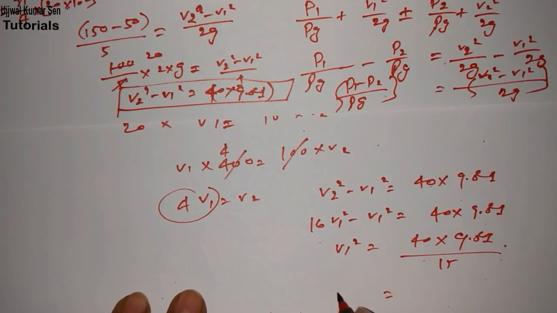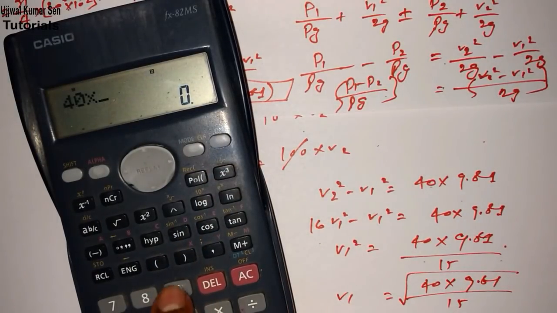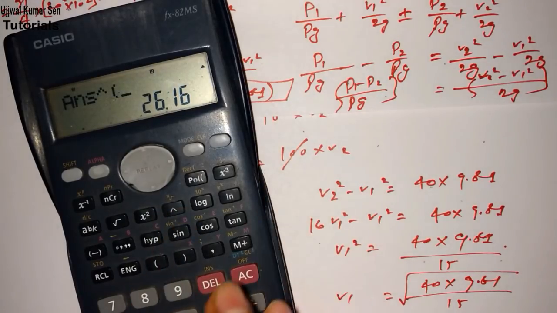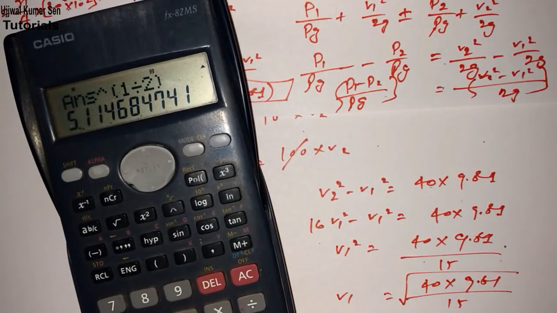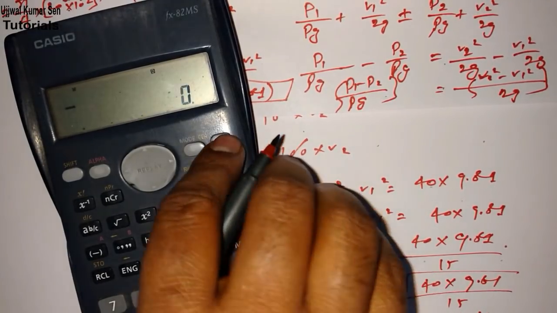So we have to find out V1, which is equal to the root of 2 multiplied by 9.81 by 15. Just use the calculator, divide by 15, and then we have to find the root. Don't forget to find the root, right? So we find 5.11 meter per second as V1.